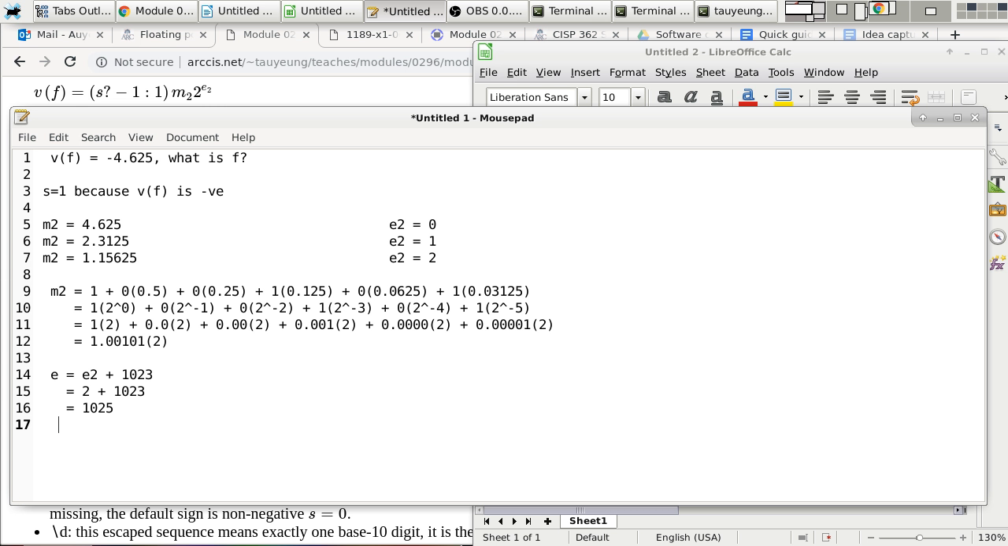But 1025 is not a binary number. I need to express 1025 as a binary number. That is easy peasy. Why? Because 1024 is a power of 2, and this is just one off from it. How many people knew right away? It's like, oh yeah, I know 1024 is a base 2 number.